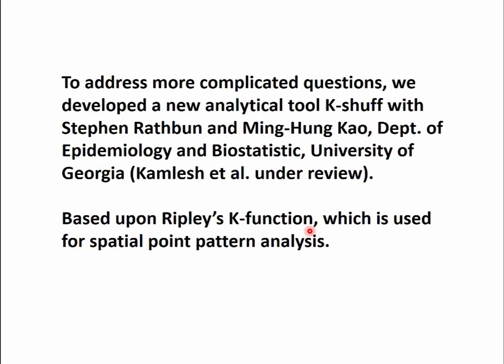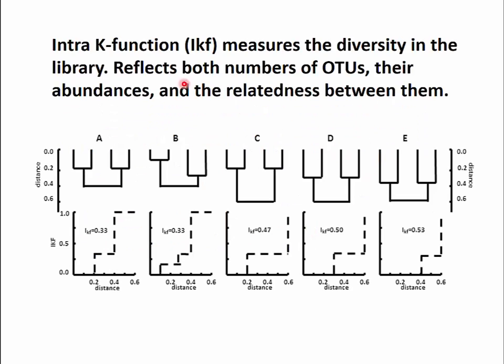So Rathbun studies topology, and his basic question is, if you know the distribution of A and B in space, how do you tell if the distributions are the same or not? And this turns out to be very similar to the situation we have in these RNA gene libraries. It's just we assume that the space is multidimensional. So this is an example: we have an intra-K function which measures the diversity in the library. And so it reflects both the number of OTUs and the abundances. So if you look down here, here's a hypothetical library. These are the distances between the four members, and this would be the intra-K function.